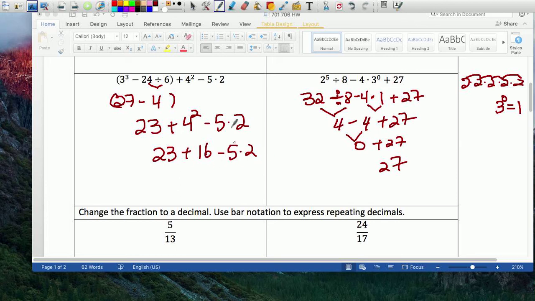Now I can do it by whoever's the strongest, and we talked about this in class, and the strongest one is the multiplication. So we're going to leave the addition alone for now. The subtraction also, I won't do anything with it, but I'll take care of multiplication. 5 times 2 is 10.